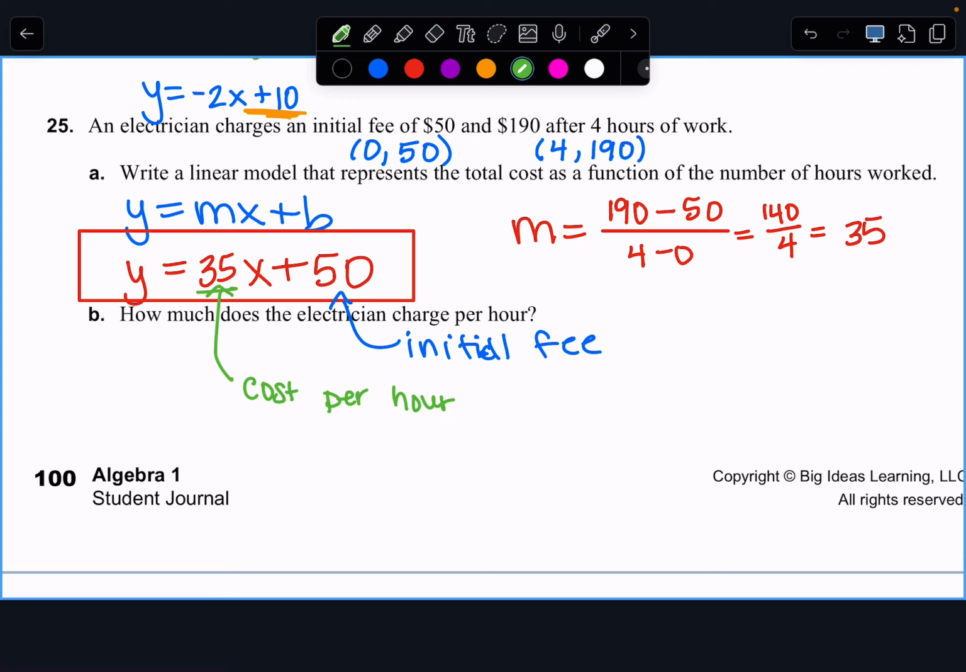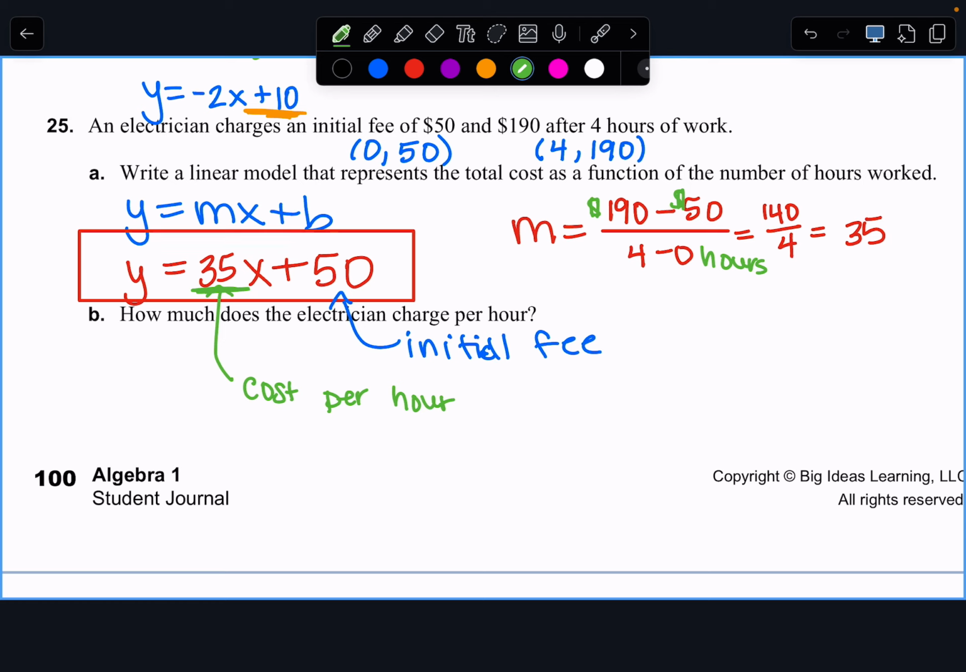Let's talk about how we know that. When we found slope, we are talking about the cost over the number of hours. Cost per hour. That's how fractions work. So our slope is representing cost per hour because we took cost divided by hours. Just like if we took miles divided by hours, miles per hour. Okay.